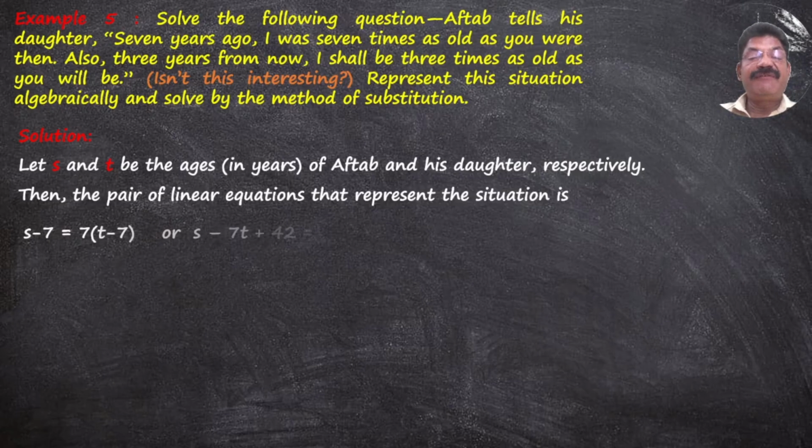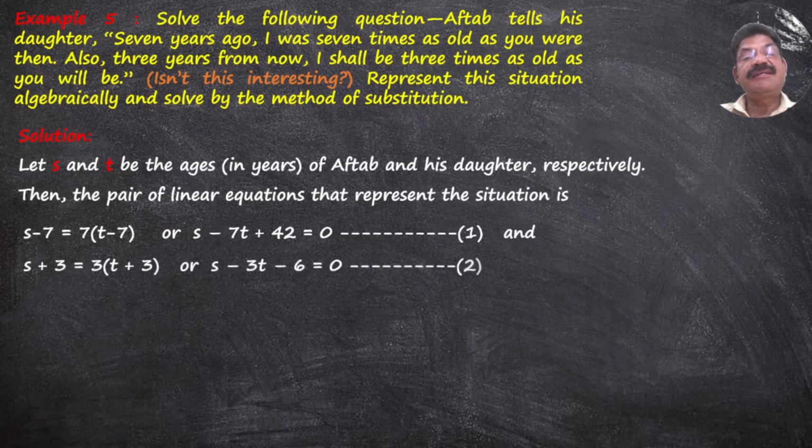s is the age of Aftab, t is the age of his daughter. Then the pair of linear equations are: s minus 7 is equal to 7 times (t minus 7), 7 years before. Therefore, s minus 7 and t minus 7. What is the relationship? s minus 7 is equal to 7 times (t minus 7). When you simplify, you get s minus 7t plus 42 is equal to 0. You call that equation 1.